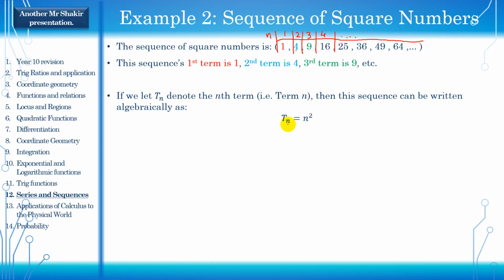So the 9th term will be 9 squared. The 100th term will be 100 squared. The second term is 2 squared, right? The second term is 2 squared, which is 4. And I guess we're just writing this algebraically.